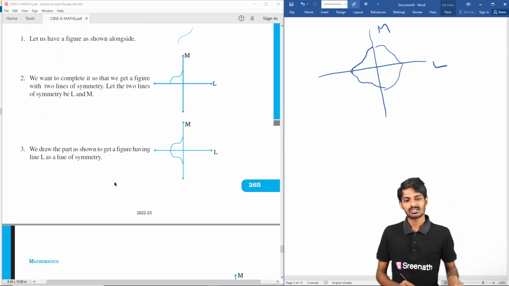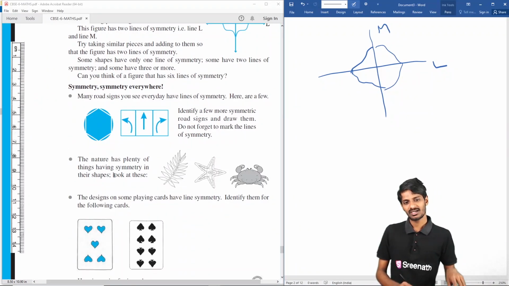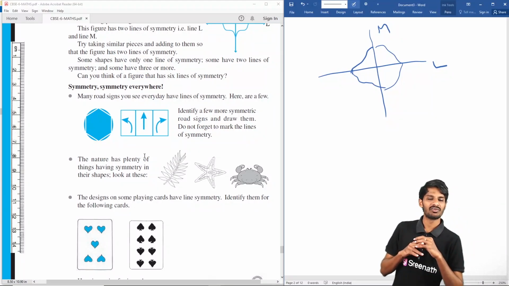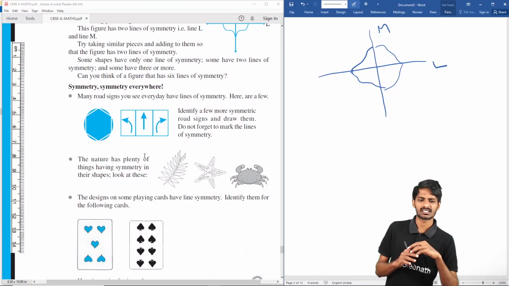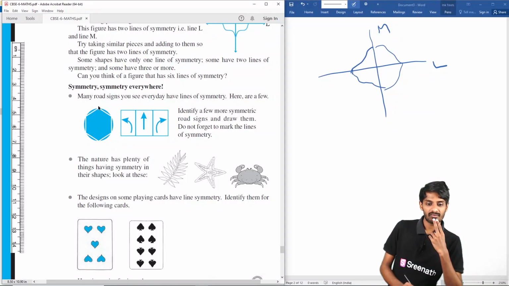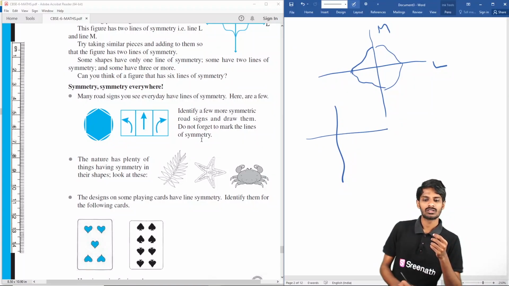Okay, students. So in this way you can construct symmetrical diagrams. And symmetry is everywhere, friends. If you look at the things surrounding you, most of them have symmetry. Suppose you see this road sign. How many lines of symmetry is it having? It has many, students. If this is one line of symmetry and this is another line of symmetry, along this line you will get symmetry, and along this line you will get symmetry.